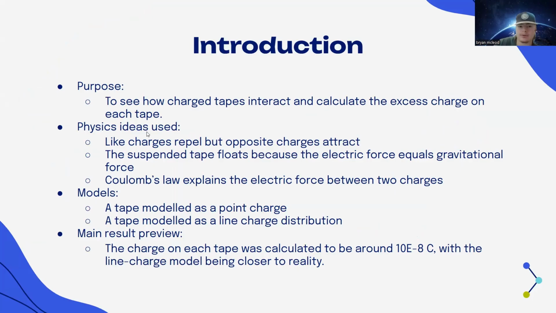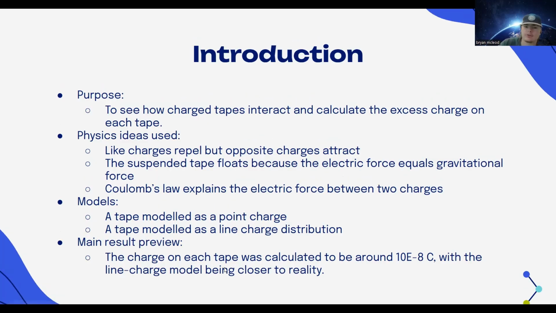The physics ideas we will be using are that like charges repel, but opposite charges attract. The suspended tape floats because the electrical force is equal to the gravitational force. Coulomb's law explains the electrical force between two charges. Models: a tape is modeled as a point charge, and the tape will also be modeled as a line charge distribution. Main results: the charge on each tape was calculated to be around 10 e to the negative 8 coulombs, with the line charge modeling being closer to reality.